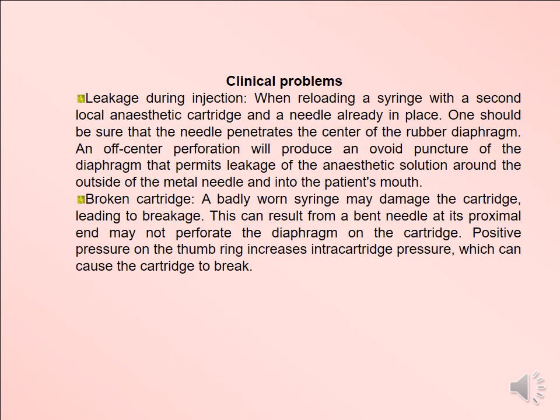The clinical problems. Each instrument used has certain clinical problems. The first one is leakage during injection. When reloading a syringe with a second local anesthetic cartridge and a needle already in place, one should be sure that the needle penetrates the center of the rubber diaphragm. An off-center perforation will produce a void puncture of the diaphragm that permits leakage of the anesthetic solution around the outside of the metal needle and into the patient's mouth.